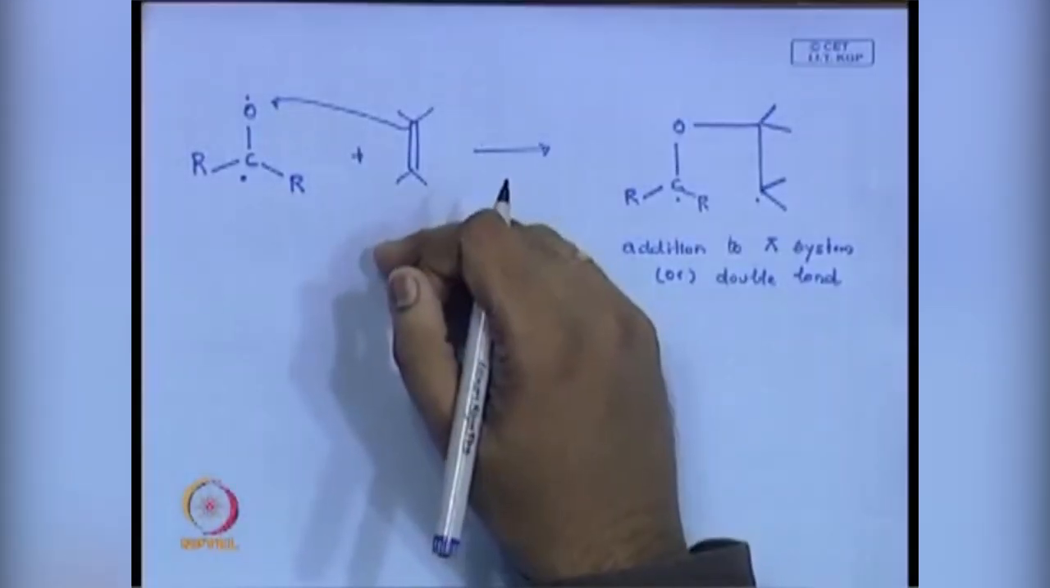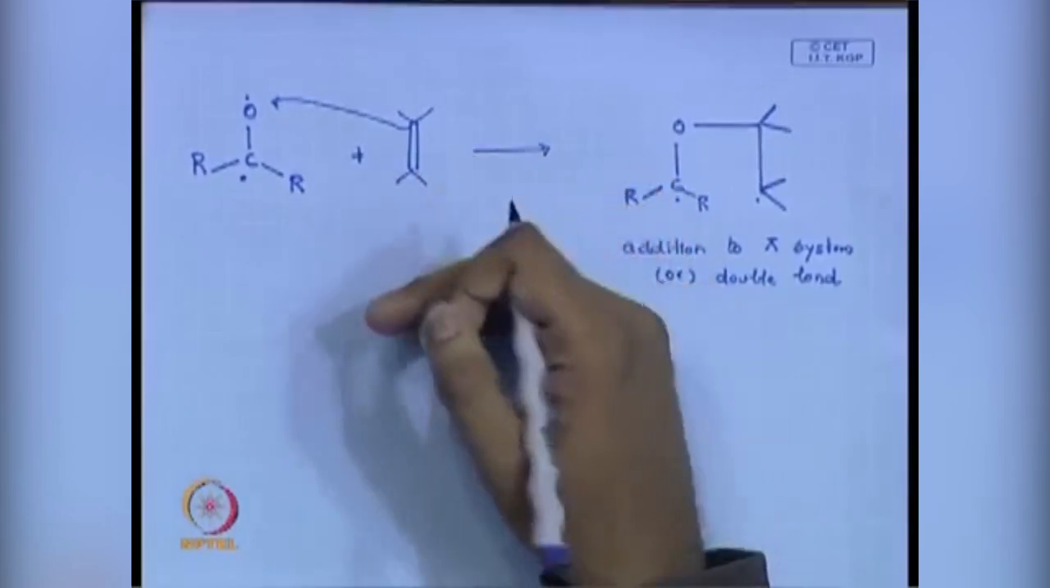Because it happens in addition to pi system, if it is an electron deficient alkene, then the chemistry is different. If it is an electron rich alkene, the chemistry is different. So, for 1 hour we will try to understand the theory part, then next 2 hours we will do all the problems. Okay, like that we will move. This is our second reaction.